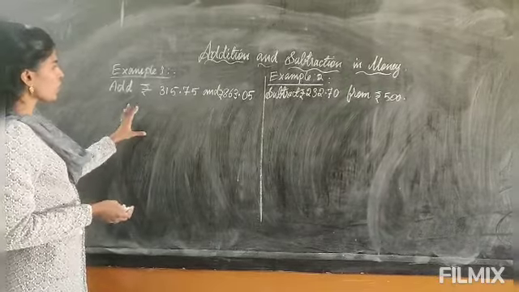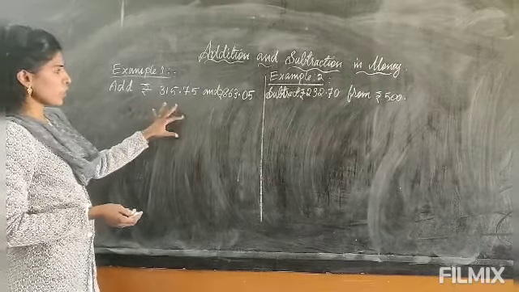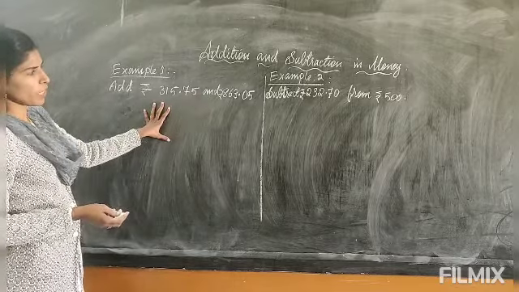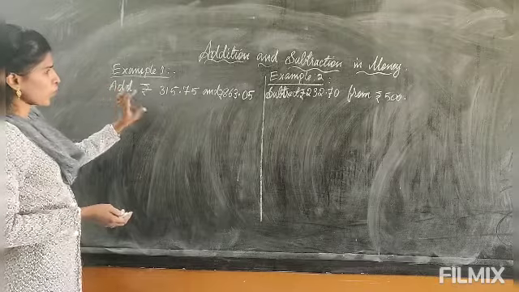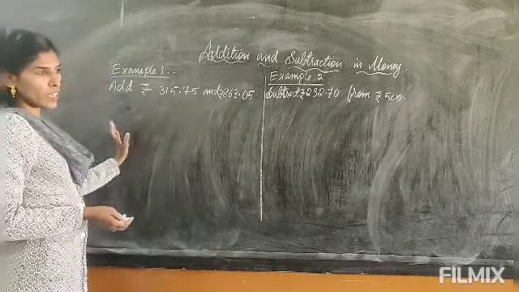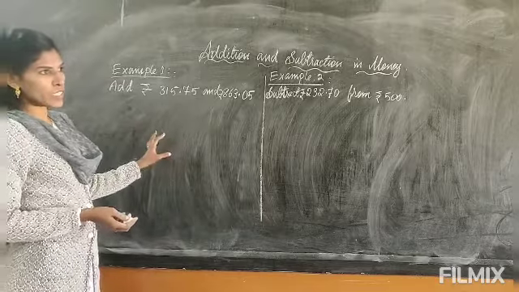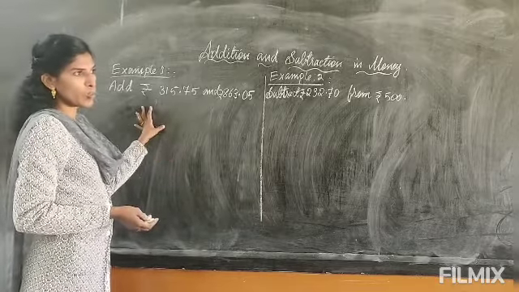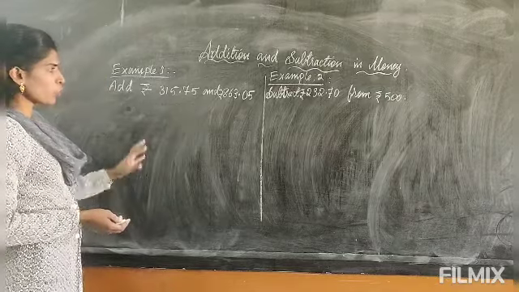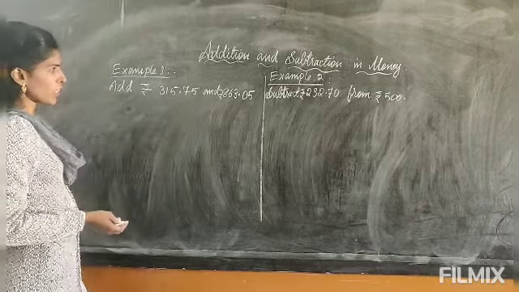Suppose you have two amounts, you need at least 2 amounts to add or subtract. In one amount, if there is only rupees and no paise, and in another amount there are rupees and paise, then in the paise place of the first amount you have to put 0. I will explain here how to do that.